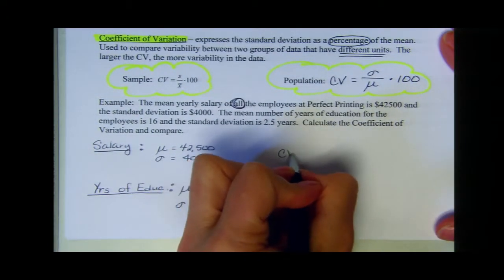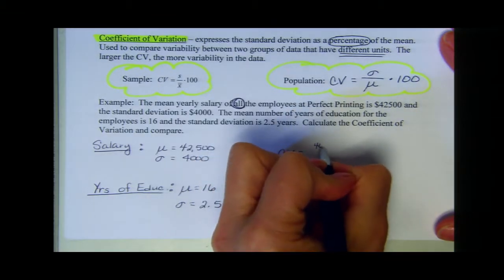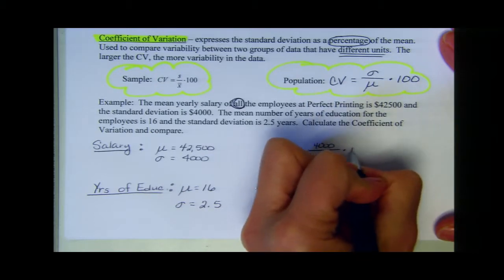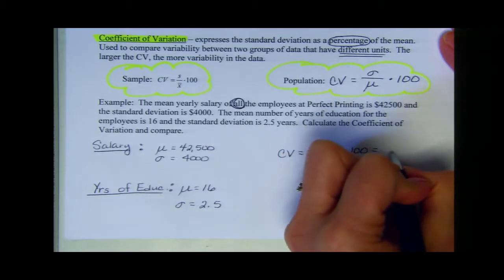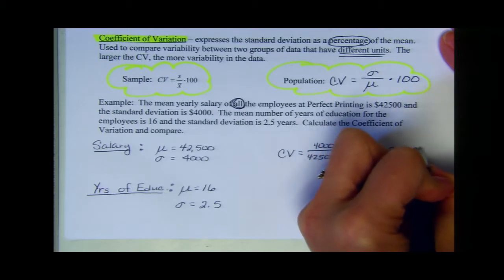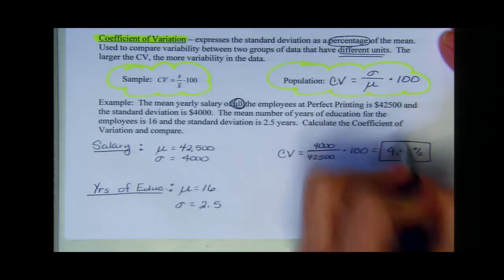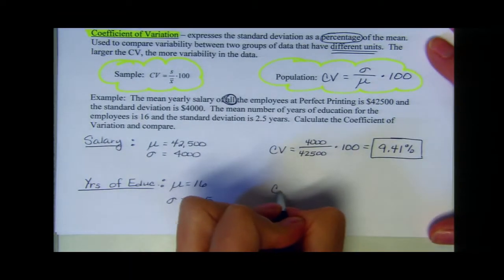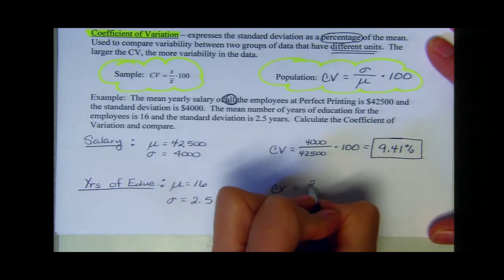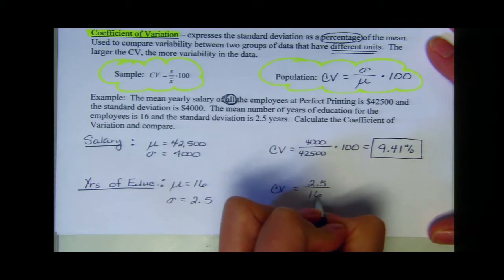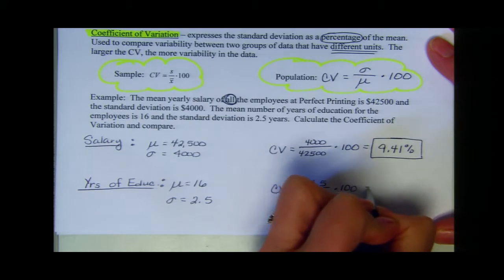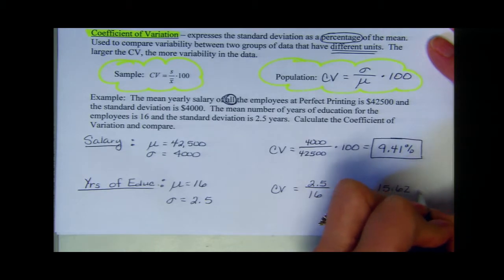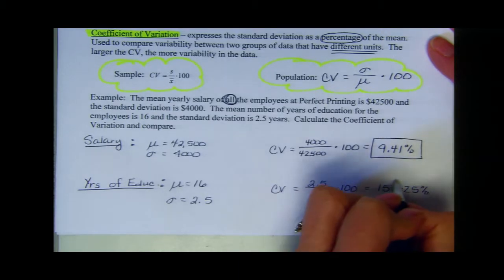So coefficient of variation is standard deviation, so 4,000 divided by 42,500 times 100, and that is approximately 9.41%. Don't forget the percent sign, because we are converting this into a percentage. For years of education, it would be standard deviation 2.5 divided by mean of 16 times 100, and you get approximately 15.625%. Hopefully that's right. That's what I have written in my notes.